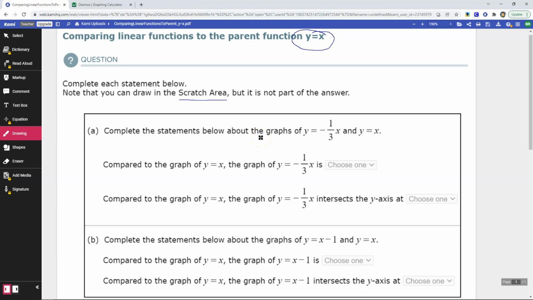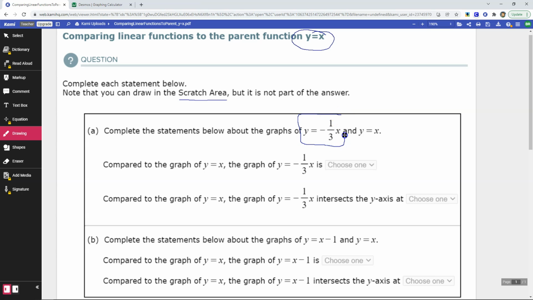In each of the questions, it's going to ask you to complete two statements about two different graphs. The first statement is going to have to do with the steepness, and the second statement is going to have to do with the y-intercept. So we need to be able to examine each of the equations.